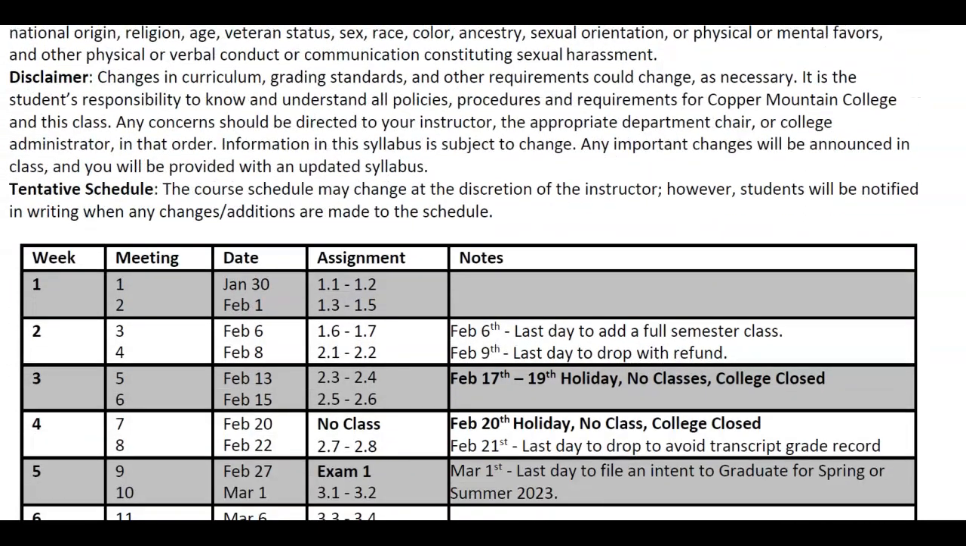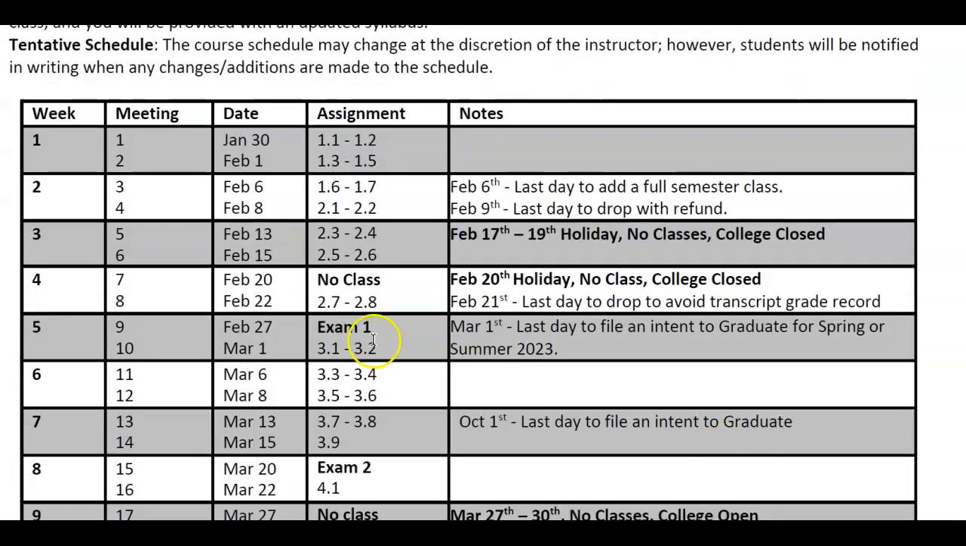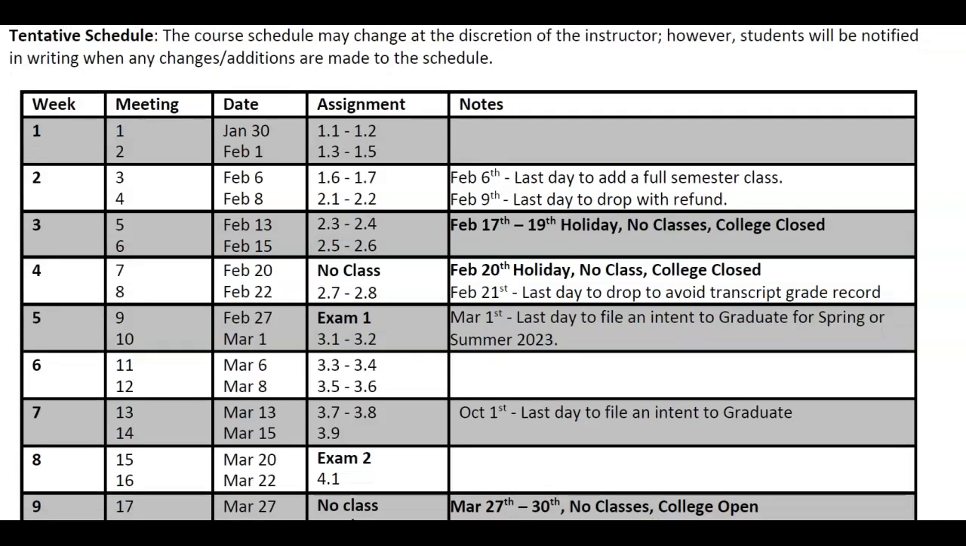Tentative schedule. The course schedule may change at the discretion of the instructor. However, students will be notified in writing when any additions are made to the schedule. So you can see here's the dates. So meeting 1 for week 1, January 30th, we're going over sections 1.1, 1.2. And then the second day, which is going to be on Wednesday, February 1st, is 1.3 to 1.5, and so on. And you can see where all the due dates and the particular assignments will be posted there on the tentative schedule.